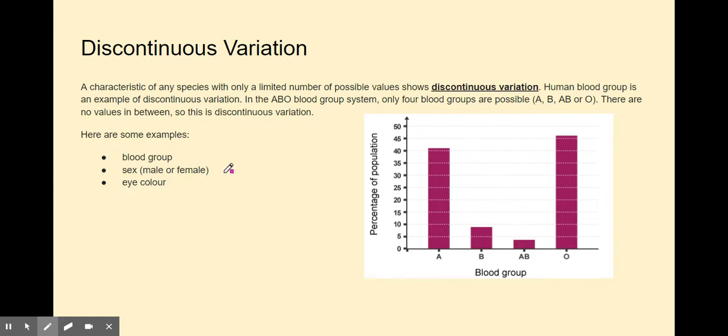Also sex. You either identify as male or female, or are genetically male or female. Obviously, we could put in a third sex or gender neutral there, but there's nothing in between those particular categories. Same with eye colour. You might have blue eyes, brown eyes, green eyes, hazel eyes, or grey eyes, but there's nothing in between those. That's what we mean by discontinuous variation. It's only a limited number of possibilities, whereas continuous variation could be any number.